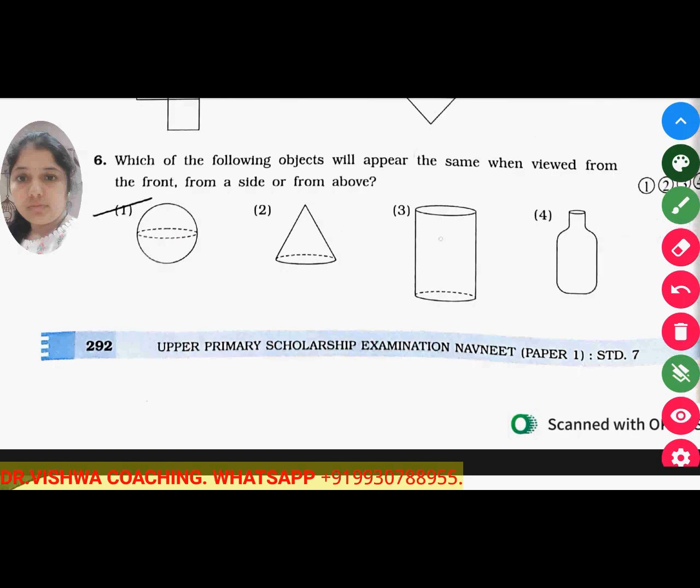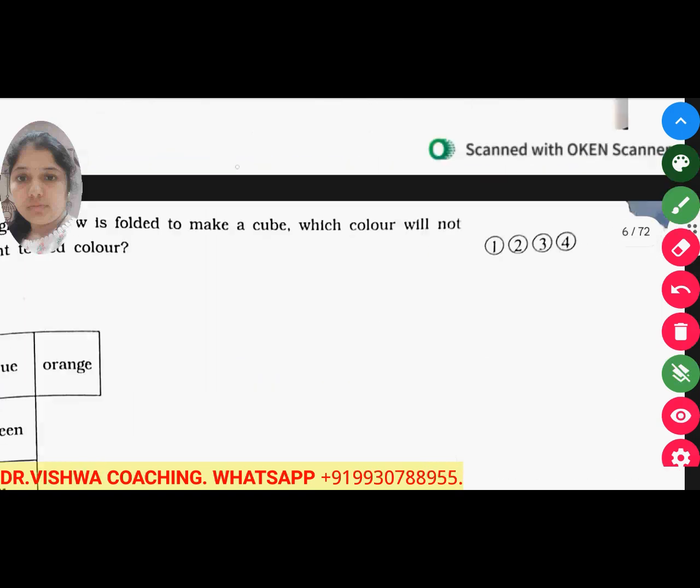Now the next one: which of the following objects will appear the same when viewed from the front, from the side and from above? If you look carefully at all the shapes, this is a sphere, this is a conical shape, this is a cylinder and this is a bottle. So only this sphere will look the same from the front, from the side and from above also. Okay, now the next one.